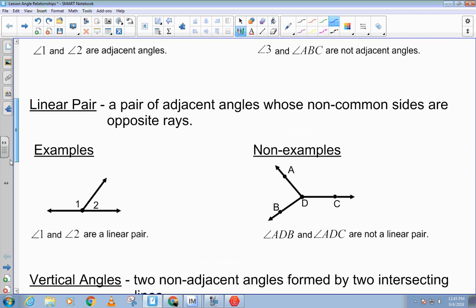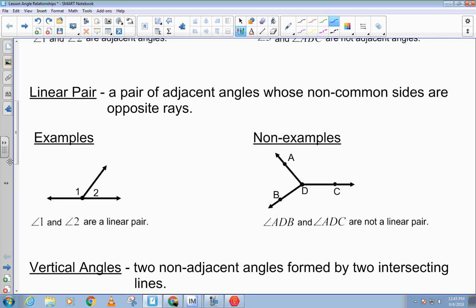Now, a special type of adjacent angle are linear pairs. Okay? It's a pair of adjacent angles whose non-common sides are opposite rays. And it uses the word linear for a reason. Because if you look at this example right here, see angle 1 and angle 2, they're adjacent. Okay? They share a vertex and a ray. Okay? And it says their non-common sides are opposite rays. Do you remember what opposite rays do? What do they create? They create a straight line, right? Okay? So this one right here goes this way, and this one right here goes this way. Okay? So that's considered a linear pair.